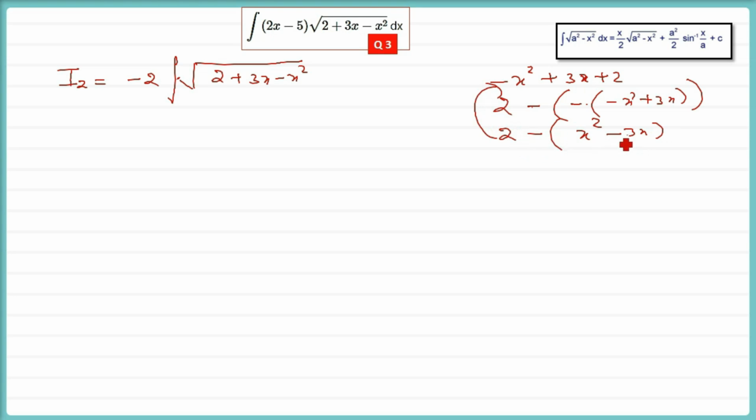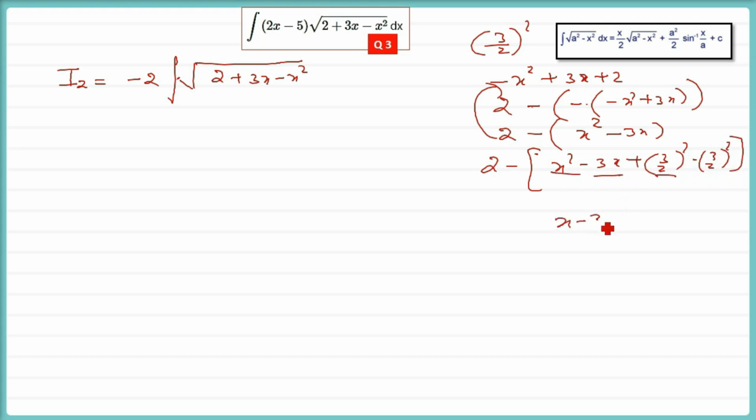Now why have we written negative x square plus 3x plus 2 like this? 2, let it be like this. This x square minus 3x. Now you know that 3 can be divided by 2, square it, add it, subtract it. So plus 3 by 2 whole square minus 3 by 2 whole square. We have to make it a perfect square. So a square plus b square minus 2ab is x minus 3 by 2 whole square, which is a minus b whole square. And this 3 by 2 whole square will remain like that. Now 2 is already there, 2 minus, and when you open the bracket, the sign will get changed. So 2 minus x minus 3 by 2 whole square plus 3 by 2 whole square.